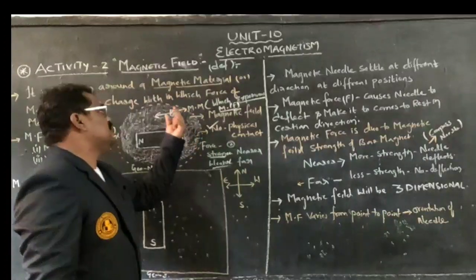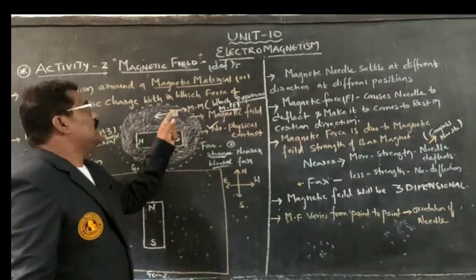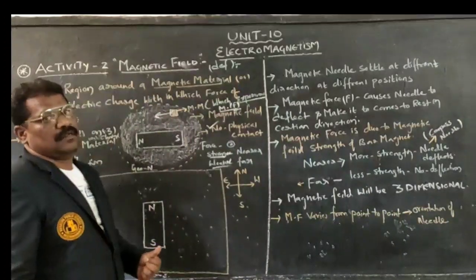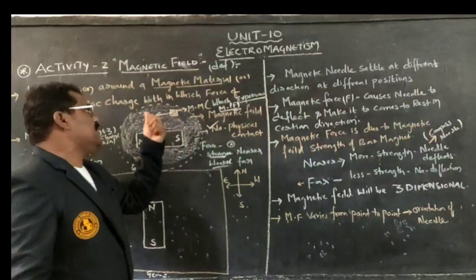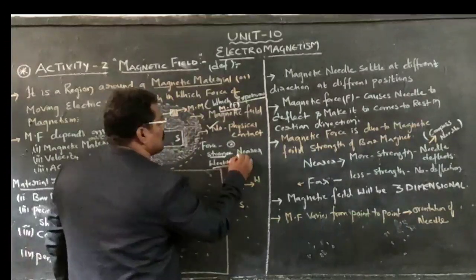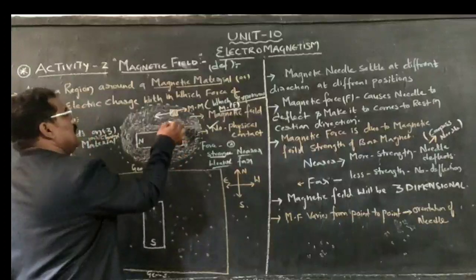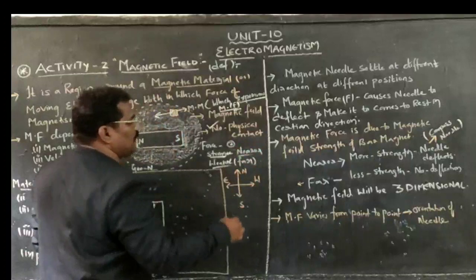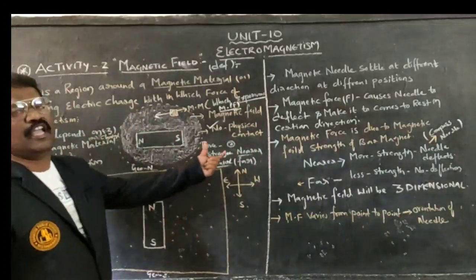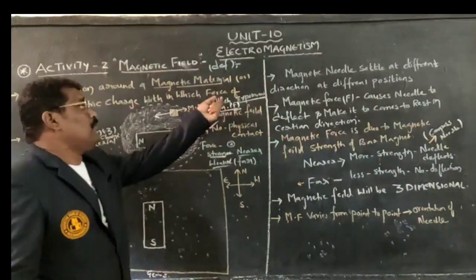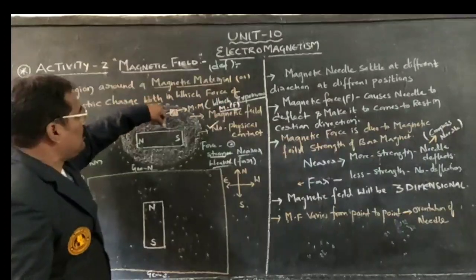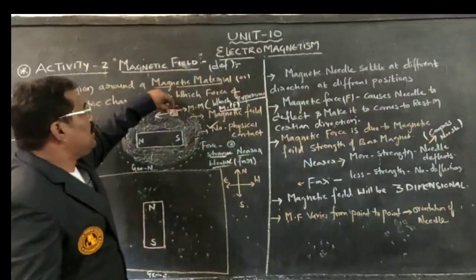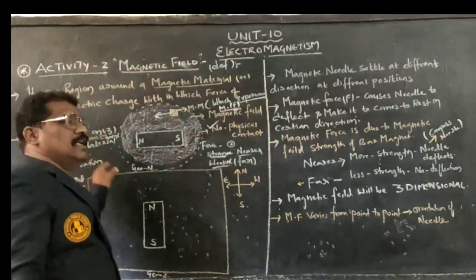It is stronger when the magnetic material is near the bar magnet, at the poles. If it is near a pole, the magnetic force is stronger. And if it is far from the bar magnet, the magnetic field will be very weak. The strength of the magnetic force acting upon this magnetic material depends upon the placement of the material within the region.